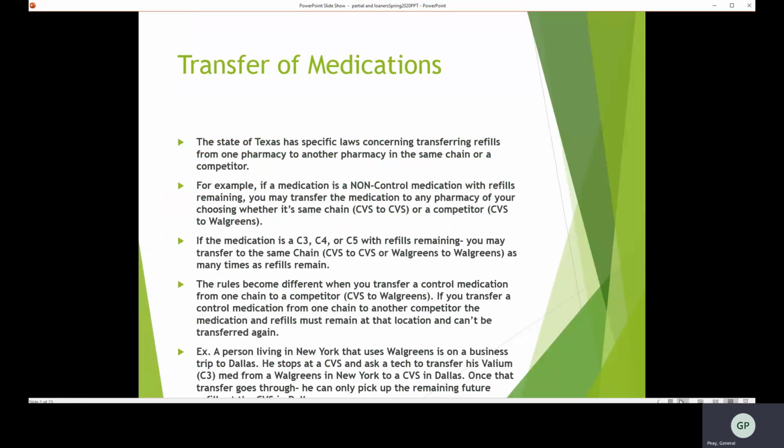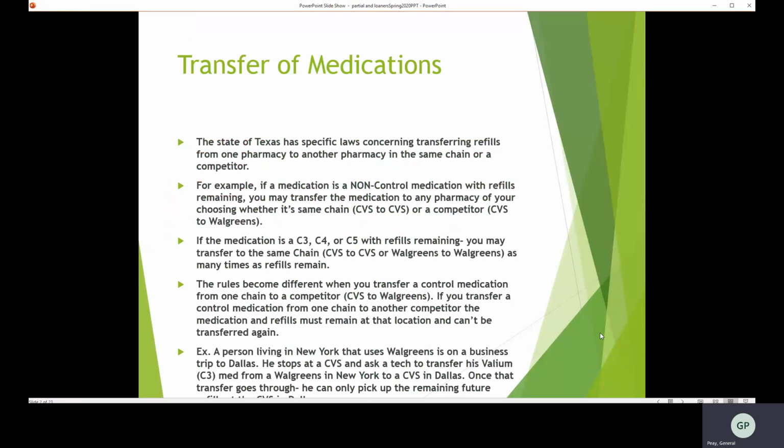A pharmacy in the same chain would be going from CVS to CVS, Walgreens to Walgreens, versus transferring a prescription from a pharmacy like CVS to a competitor like Walgreens, or from Walgreens to a Kroger pharmacy. That's considered a competitor transfer. Again, same chain is just keeping it within the same company. So CVS in Plano to a CVS in Mesquite, a Walgreens in Garland to a Walgreens in Fort Worth, and so on.